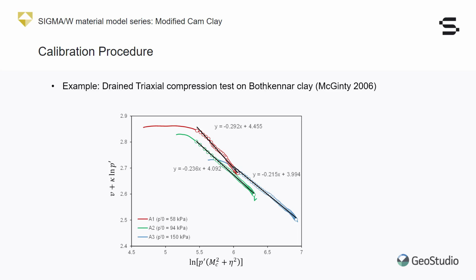As shown in this figure, the data points corresponding to three example triaxial tests are plotted in this alternate space. The average value of the slopes of these three curves in the normal consolidation branch indicates the difference between lambda and kappa. Since the value of kappa was previously obtained as 0.084, the constant lambda is estimated here to be 0.332.